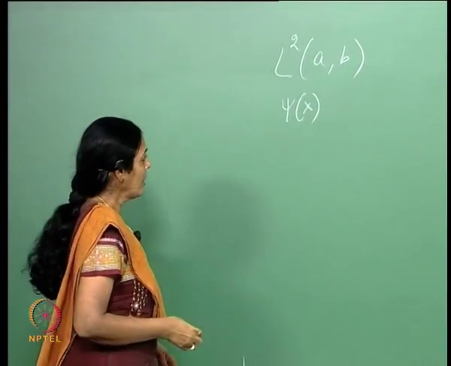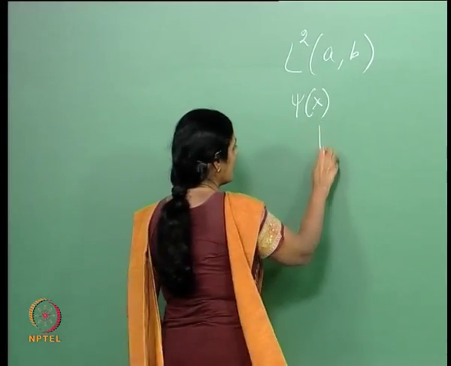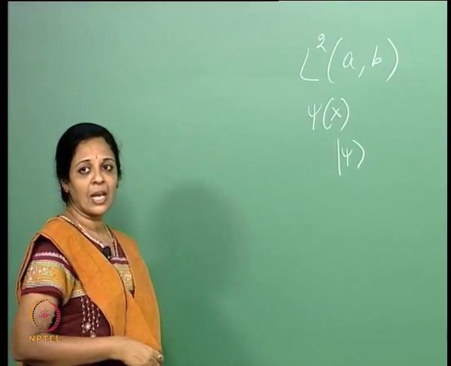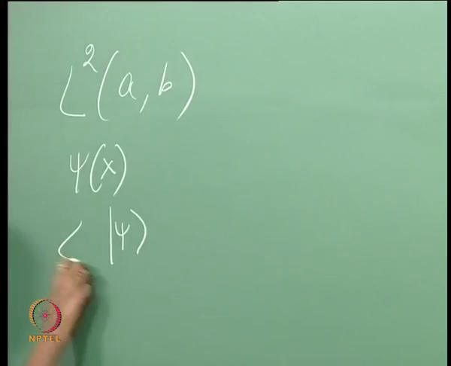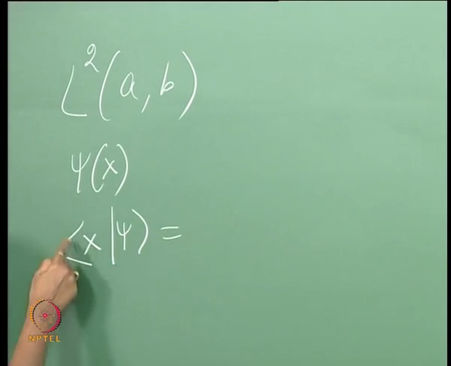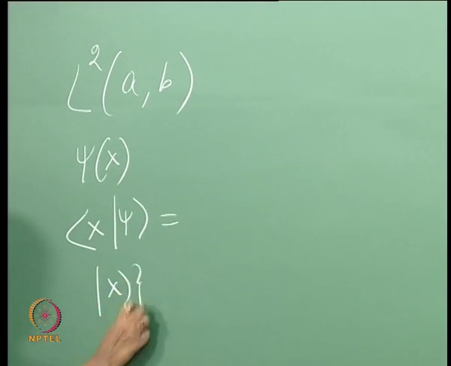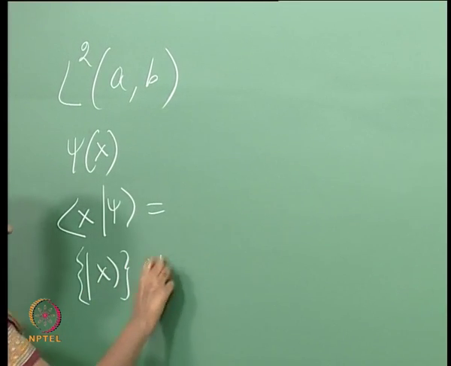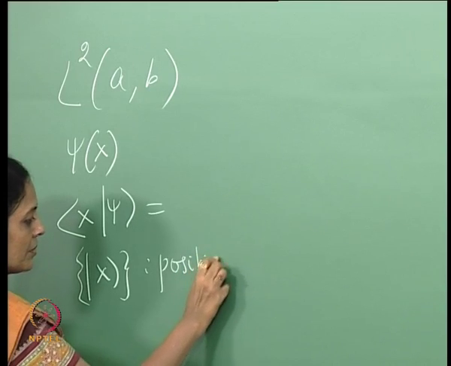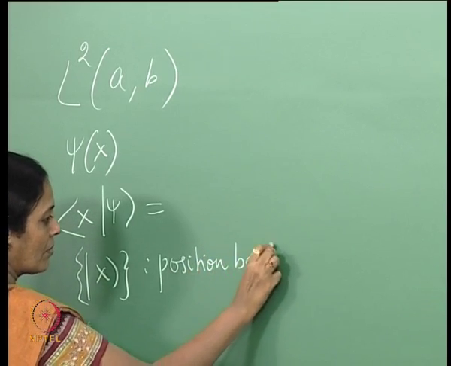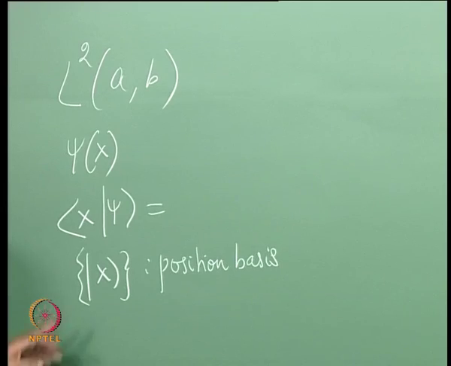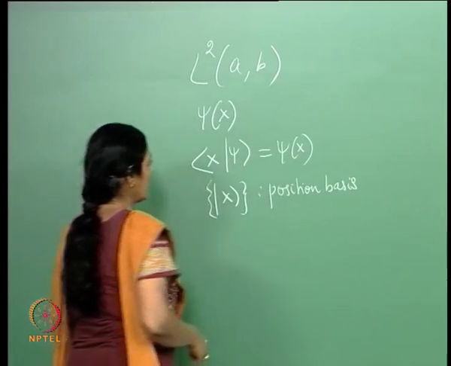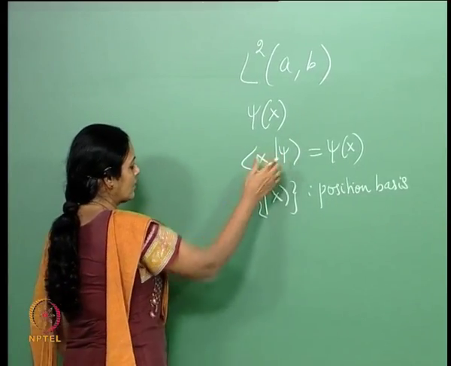I introduced it last time as the state psi, which is a ket residing in an abstract Hilbert space, and x is a continuous basis set, could be the position basis. I'll use x for position, and this object is psi of x. So let me quickly recapitulate how we got this.